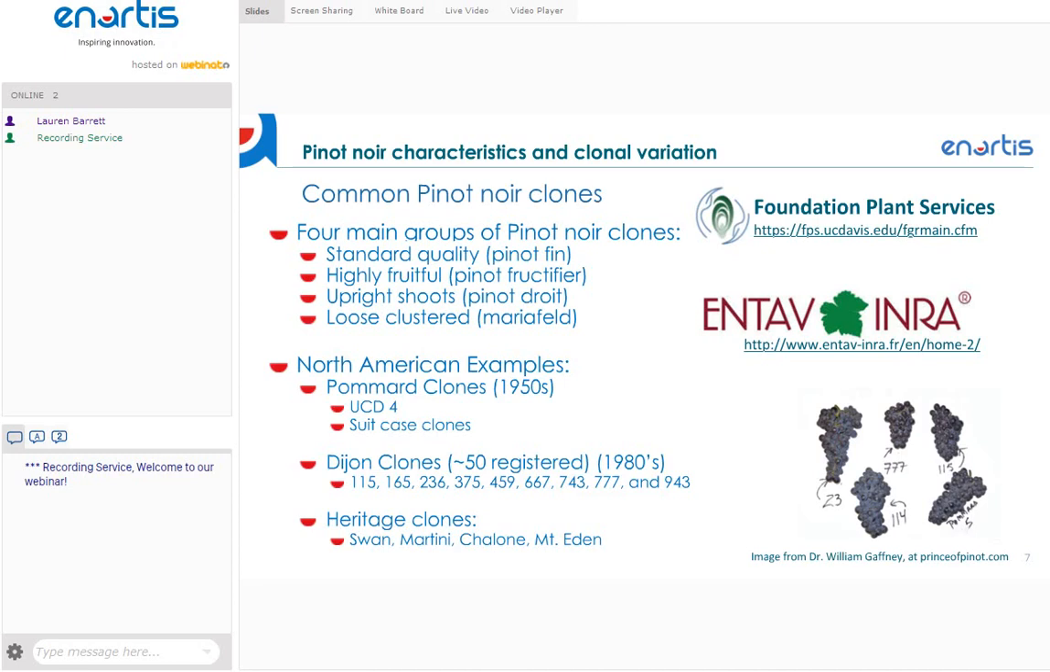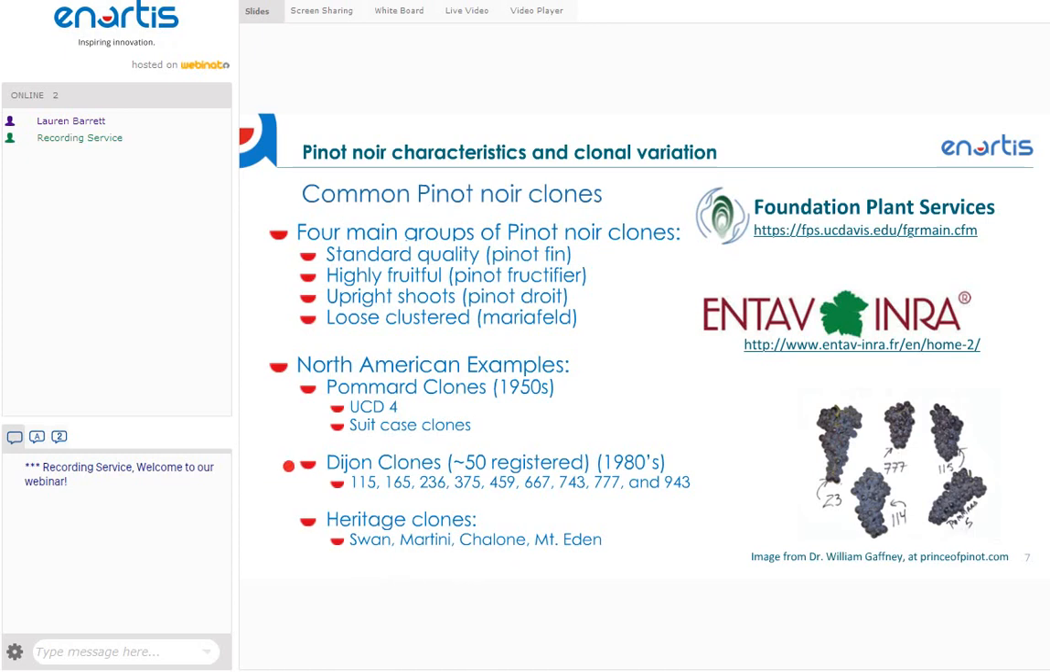Here we have UCD4, which was one of the first academically available Pommard clones from UC Davis. And then we also see a surgence of what has been coined as suitcase clones. And a lot of these suitcase clones are also known as heritage clones, such as Swan and Martini and Chalon, and they were actually selected from cuttings in France and then illegally brought here to the United States.